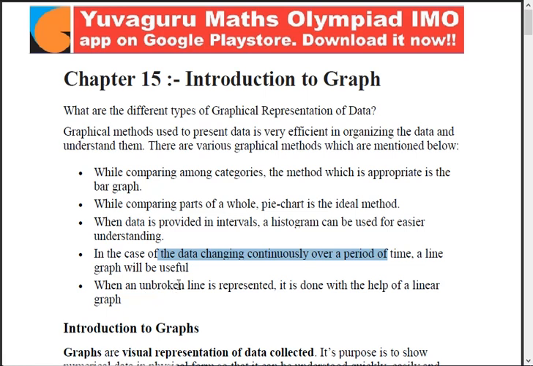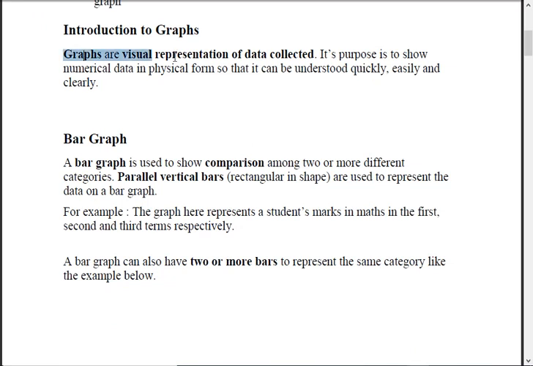When an unbroken line is represented, it is done with the help of the linear graph. Okay, unbroken line means basically these last 2 points are the same only. Line graph means data changes continuously, then line graph. Remember that much only. So graphs are basically a visual representation of data collected. Its purpose is to show numerical data in physical form so that it can be understood quickly, easily and clearly.